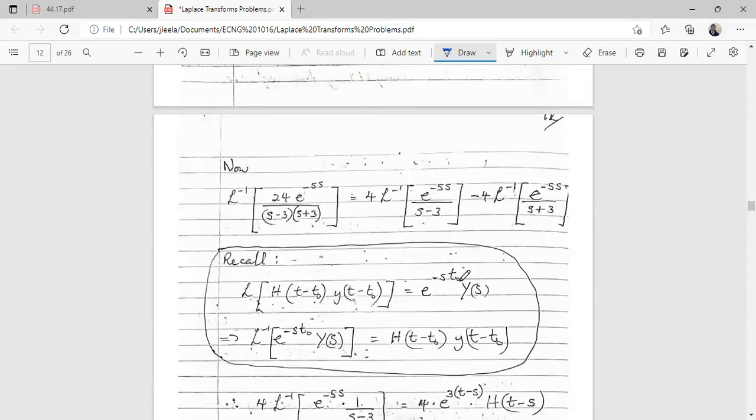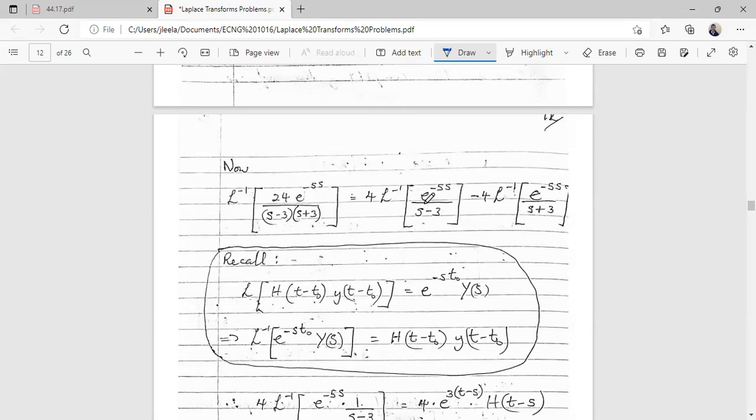And then here you use this rule again, right? So the Laplace transform of the Heaviside function u(t minus t naught) times y(t minus t naught) is e to the minus s t naught times Y(s). And an alternate way of writing this is the Laplace inverse of e to the minus s t naught times Y(s) is the Heaviside u(t minus t naught) times y(t minus t naught), right? So we're using the alternative way of this because we're doing the inverse.